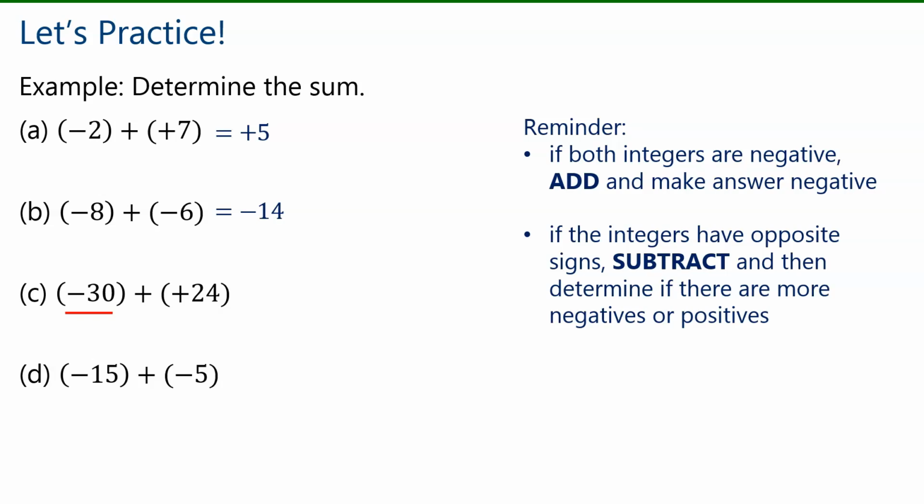Now for C, I'm adding a negative with a positive, so that means I have opposite signs here, so I'm going to subtract. 30 take away 24 is 6. Now is it a positive 6 or is it a negative 6? Well, I have 30 negatives and only 24 positives, so I have more negatives here, so I'll put a negative in front of that 6. And then for the last one, I have a negative plus a negative, so let's add these together. 15 plus 5 is 20, and then just stick a negative in front of that.